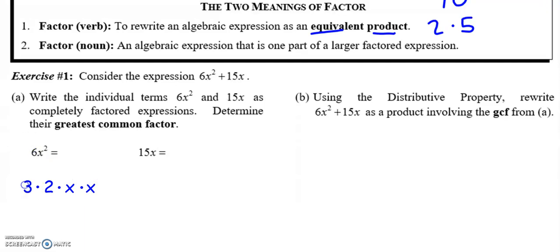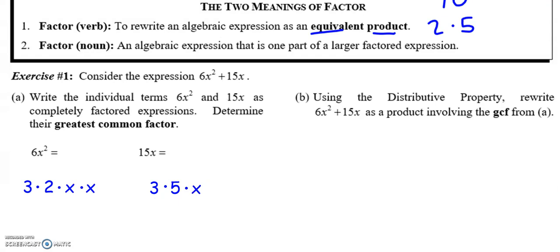I can't break 3 down or 2 down. I don't want to say 1 times 2. We never use 1 as a factor because it goes into everything. So you guys quickly see if you can do this for 15x. Hit pause and write down the factors of 15x. Okay, did you write something like this? 3 times 5 times x.